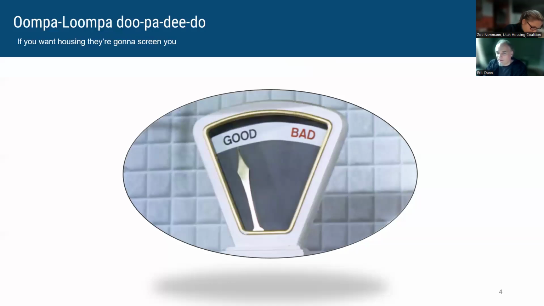So why do landlords do screening? Well, we don't have the ability to step on a scale, like in Willy Wonka, and have it say whether the person's a good egg or a bad egg.